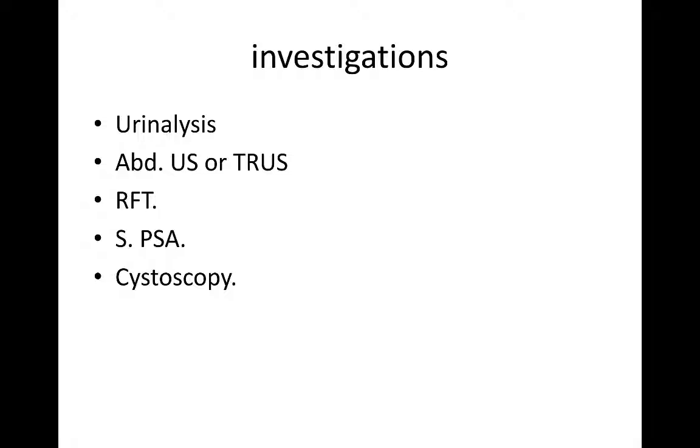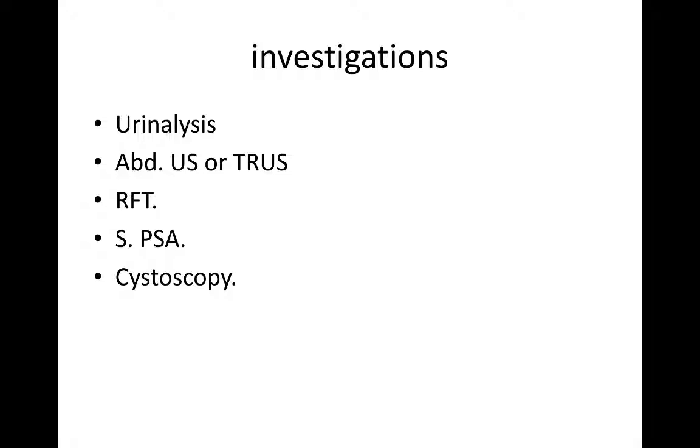Investigation. What investigations do we need to do for the patient with lower urinary tract symptoms or benign prostatic hyperplasia? First, we should do urine analysis for the patient, looking for any infection, pus cells or red blood cells in the urine. We should send the patient for an abdominal ultrasound or transrectal ultrasonography. Here, abdominal ultrasonography gives us an idea about two important points.